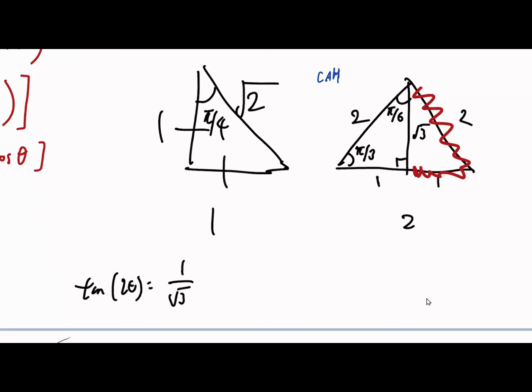Yes, tangent. Which one has 1 over square root 3? It's 2 theta equals pi over 3. So you're saying that tangent of pi over 3 is opposite over adjacent. Wait, I mean pi over 6. 2 theta equals pi over 6. So you're saying you can go straight from 2 theta to theta?